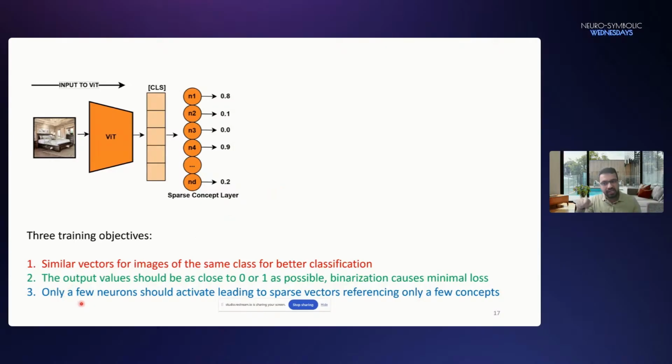And the third thing we want is only a few neurons should activate, leading to these sparse vectors, which means if we have very few neurons that activate, we can have a very small concept set for each image. So the rules that we extract would be very succinct and small because we need very few concepts to identify a particular image. So these are the three objectives that need to be met in order to achieve a good classification accuracy, for example.